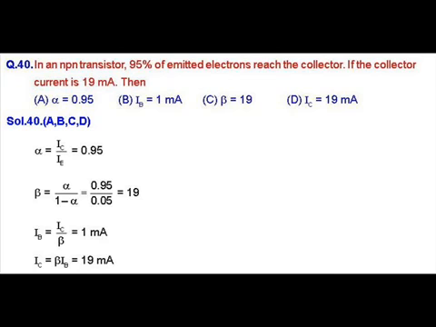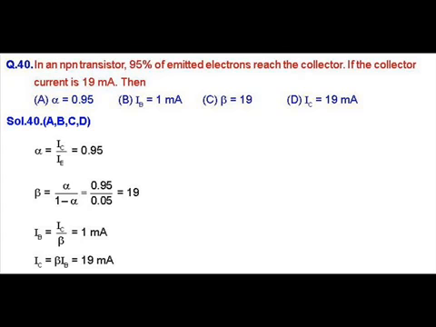So we know the value of alpha, that is IC by IE, which will be equal to 95% or 0.95. If we know the value of beta, we can further move on to the next parameters in this question. Now to calculate beta, we can use alpha, because beta equals alpha upon 1 minus alpha. If we use this expression, we will get beta equals 19.